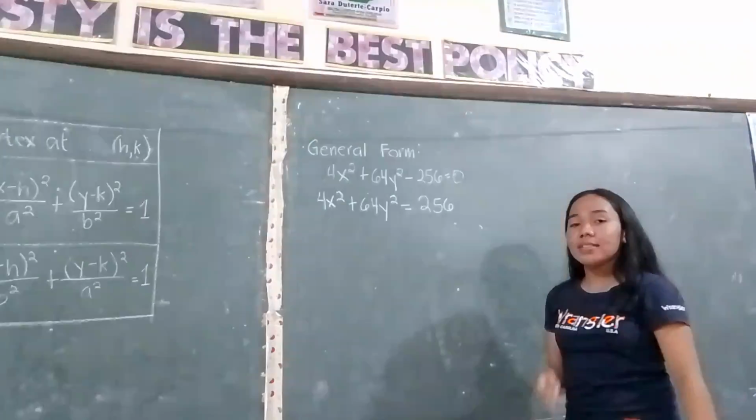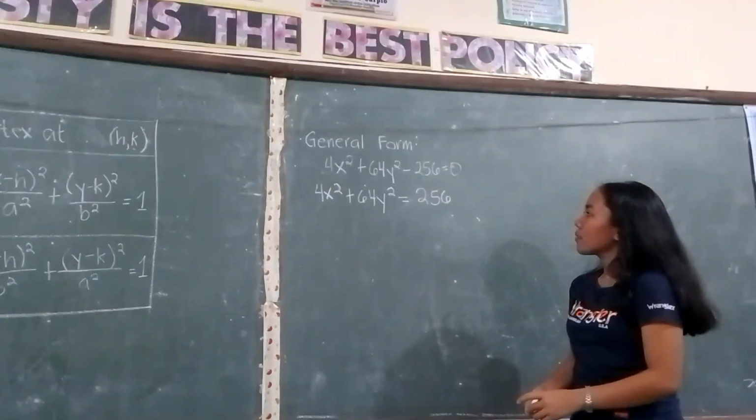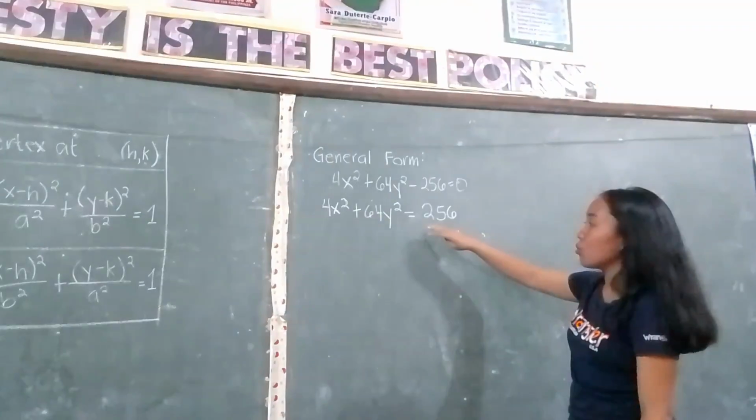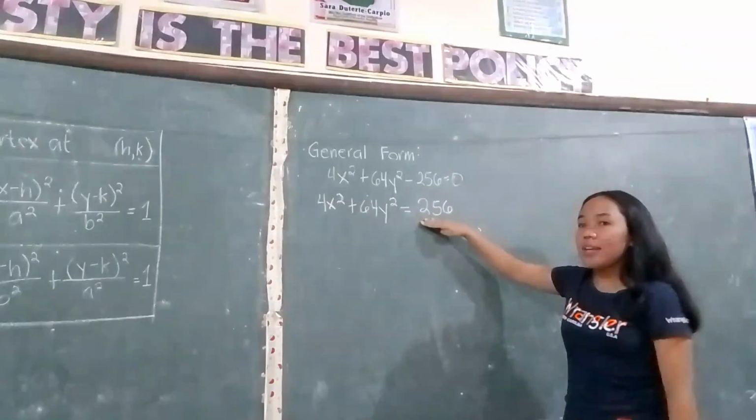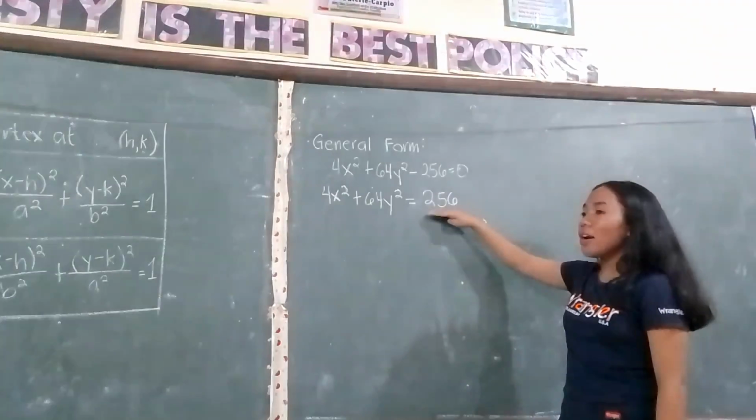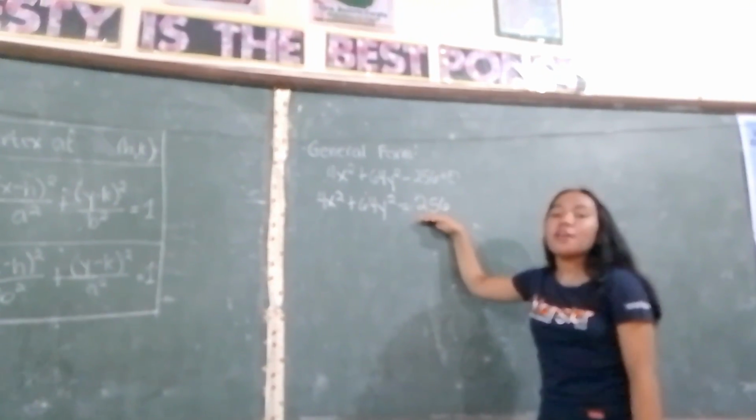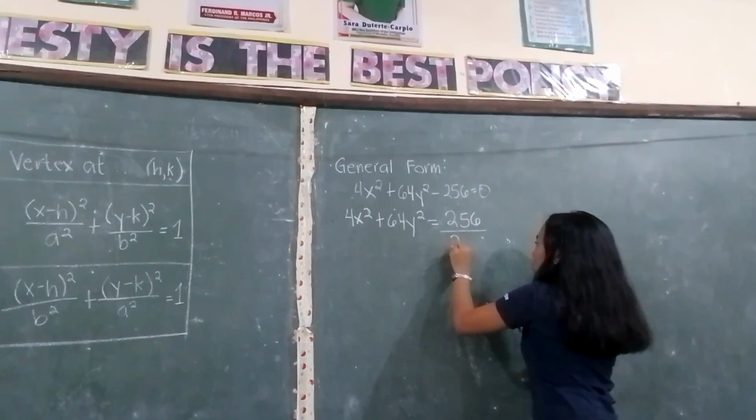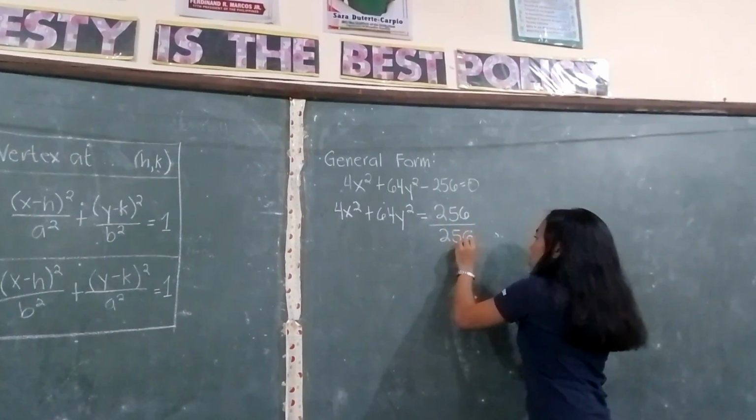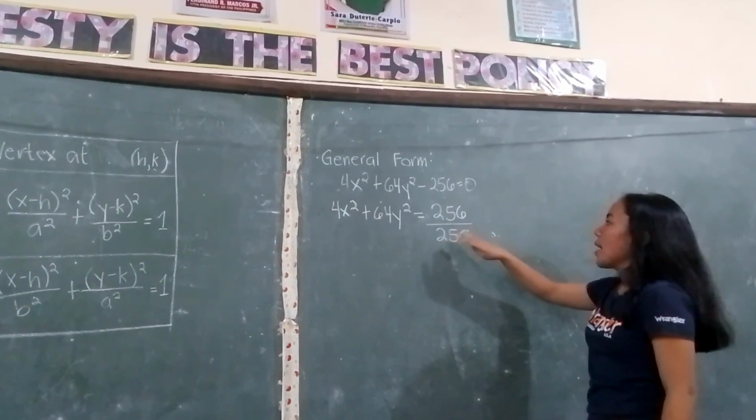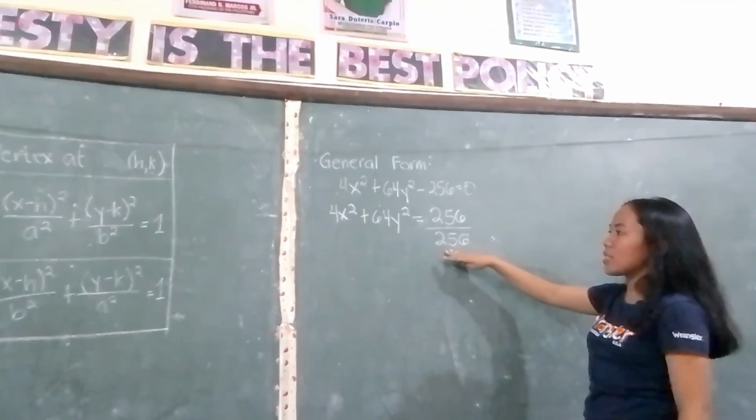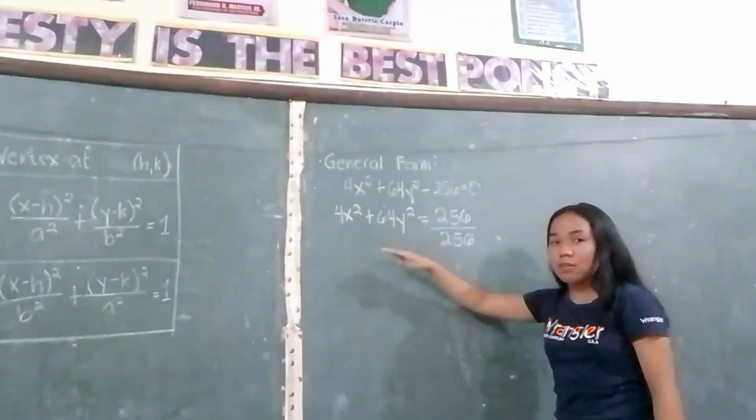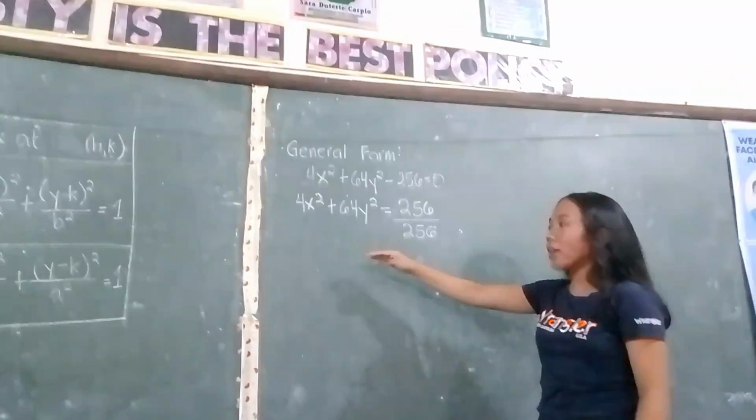And in standard form, it should be equated to 1. So all we have to do is to divide by 256 so that the result is equal to 1. And since we divide the right side by 256, on the left side we also need to divide both sides by 256.